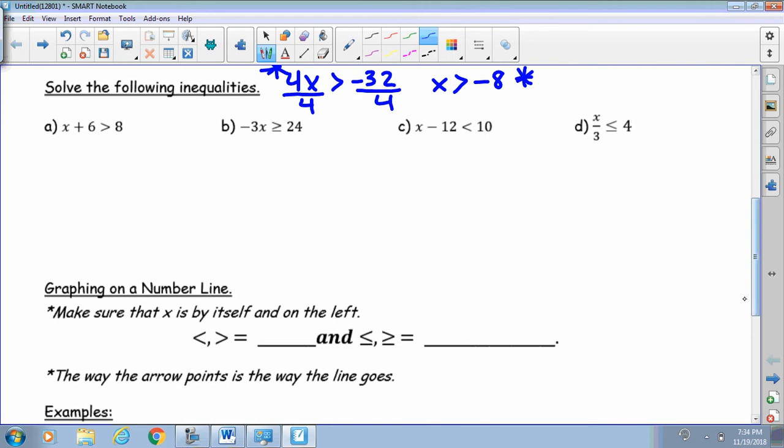All right, so we're going to practice. We're going to solve some inequalities. So I have x plus 6 is greater than 8. Same way as solving normal equations, I'm going to draw my line. How do I undo addition? That's subtraction. Subtract on both sides. x is greater than 2. That's your answer.